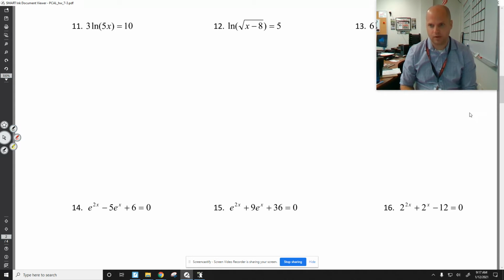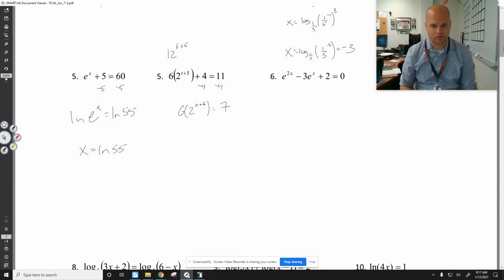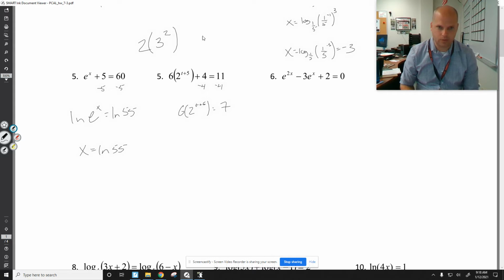A quick example to show you that it's not true: what's 2 times 3 squared? Simple, right? If you did order of operations, you'd say 9 times 2 is 18. If you thought you could simplify because of the parentheses and multiply the 2 by the 3, you would get 6 squared. But 6 squared is not 18. So this is not true.